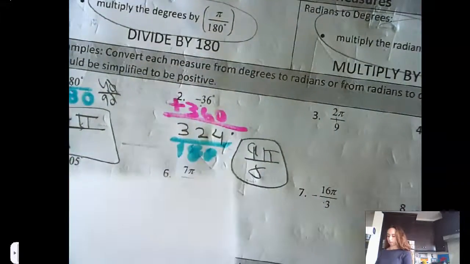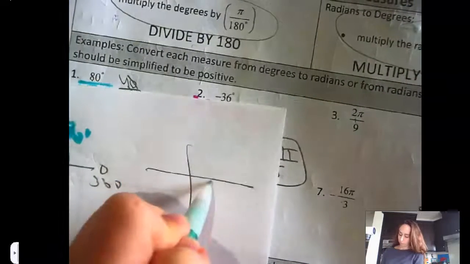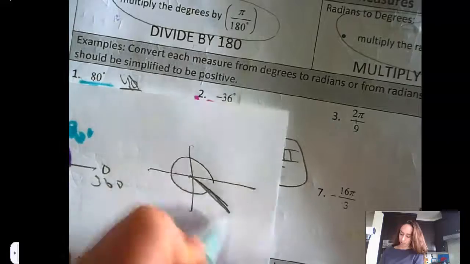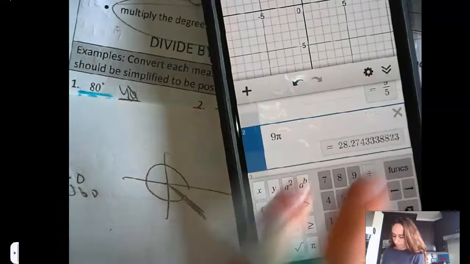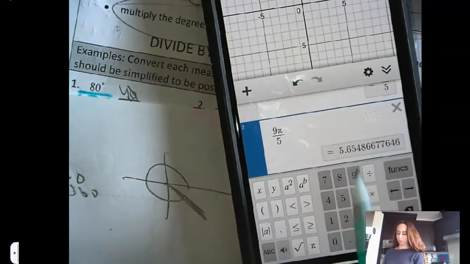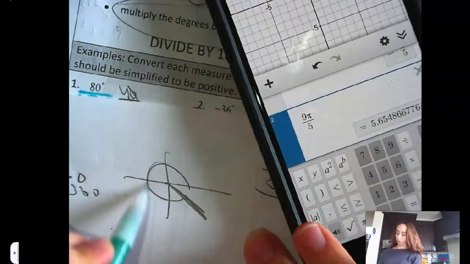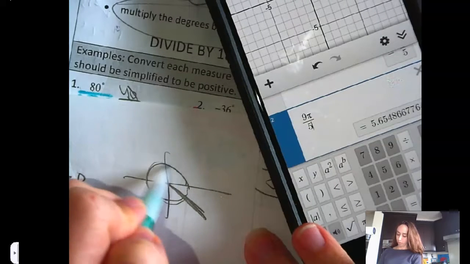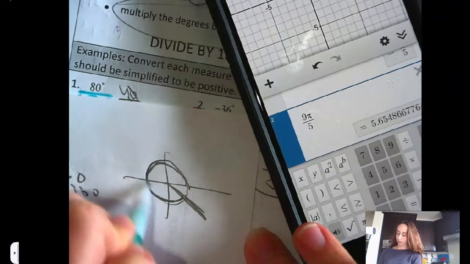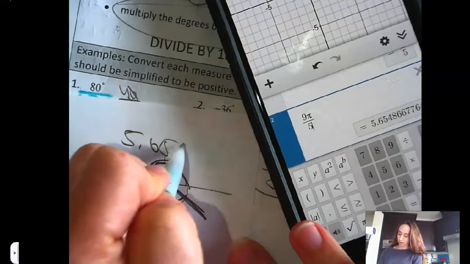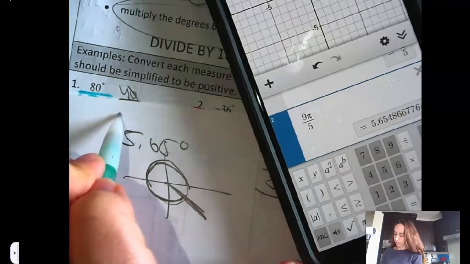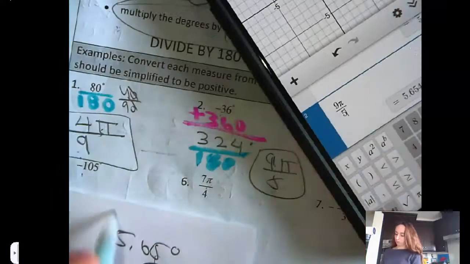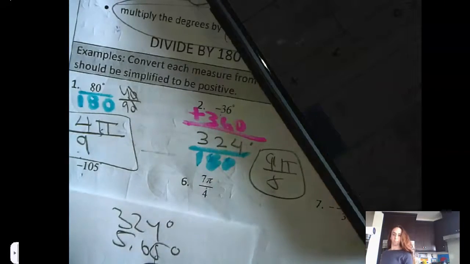What does that mean? That means if I graphed 324, which is about that much, if I plugged in 9 pi over 5, so let me do that, 9 pi divided by 5, that's 5.65. Well, if the whole circle is 6.28, I bet you would agree that could be about 5, right? So 5.65, in radian mode, which is 9 pi over 5, is equivalent to 324 degrees. Okay?